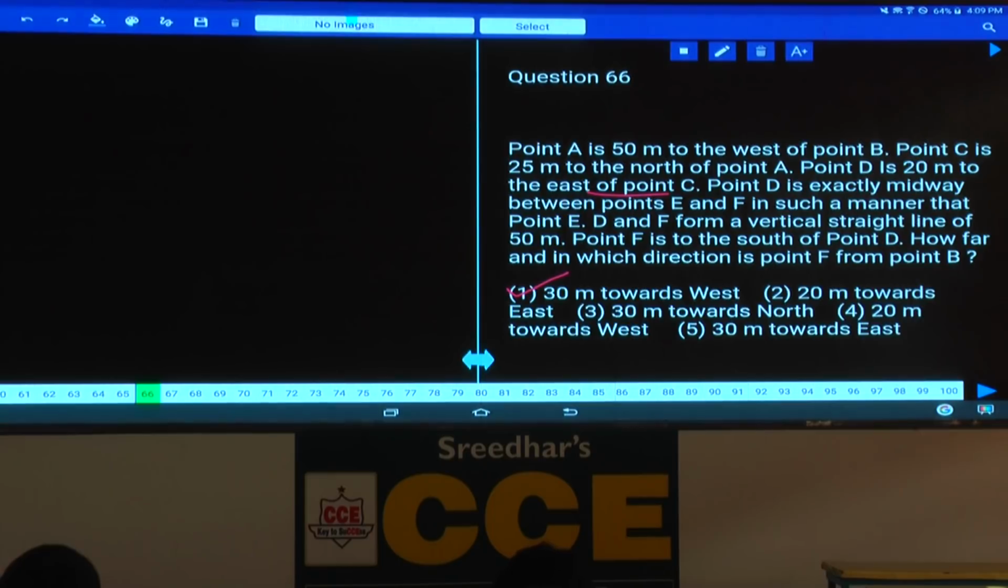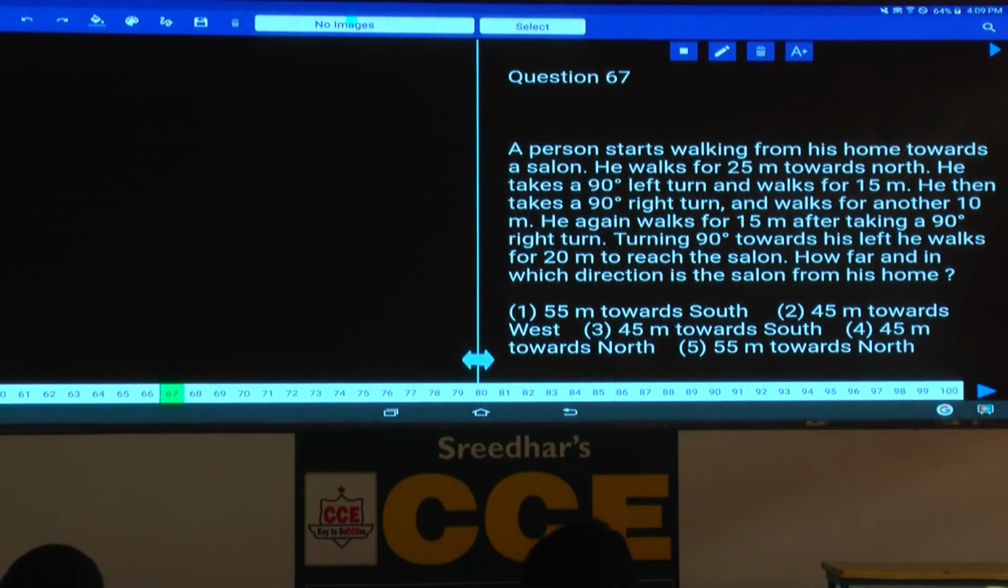Then question number 67. A person walking from his home towards a saloon walks for 25 meters towards north. Now this is the starting point here. From here, he travels 25 meters towards north. Then he takes a 90 degrees left turn and walks for 15 meters.